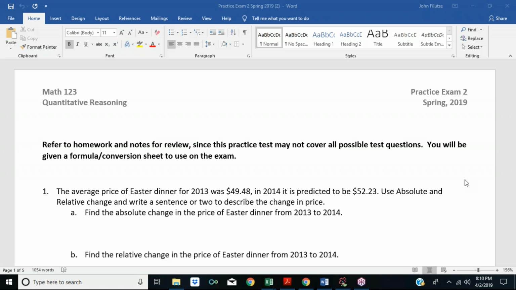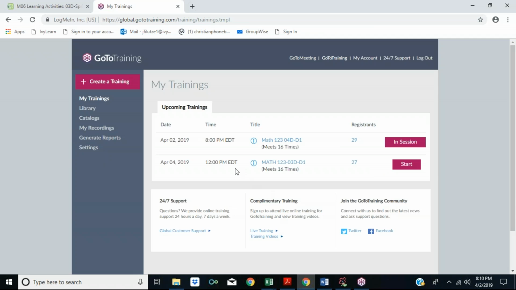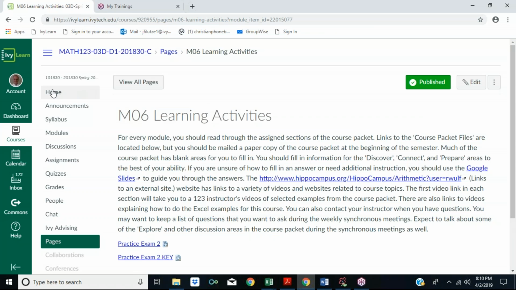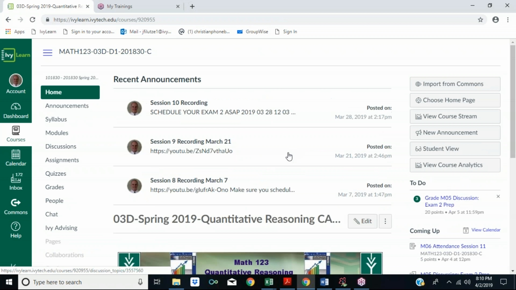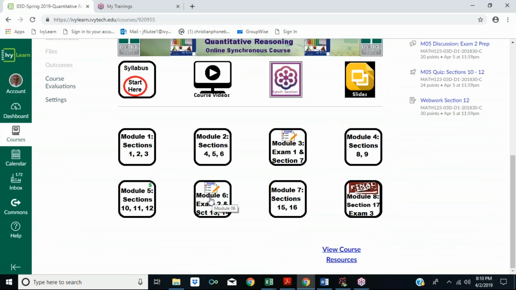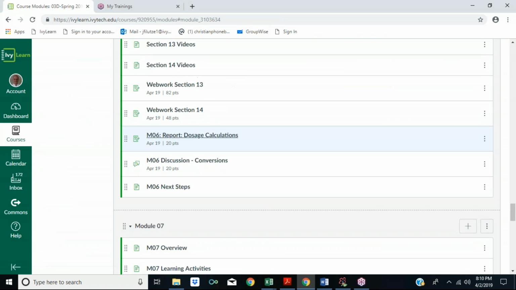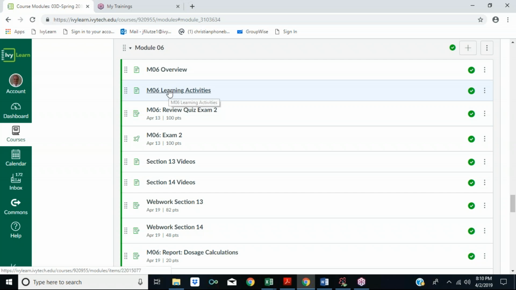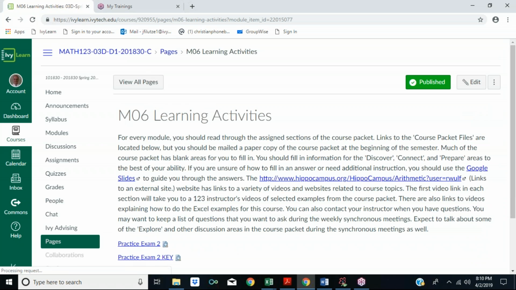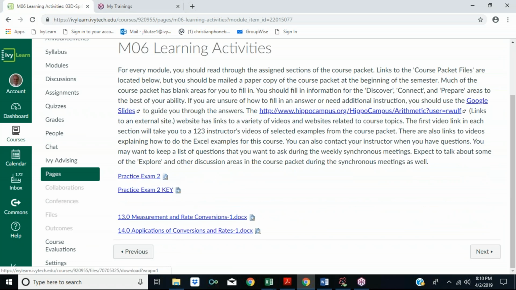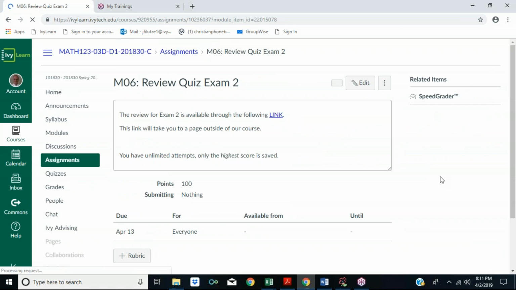So welcome. And what I have is, if you go into your course, let me back it all the way up so you can see where I got this. If you go to Module 6, which is where we are, it has exam 2 and then sections 13 and 14. If you go to the learning activities, I put in there a practice exam, like a paper practice exam, and then the key for it also. Now that's not what your grade is in this section. Your grade is this one here, the review that you have to do online. You click the link and it takes you there.